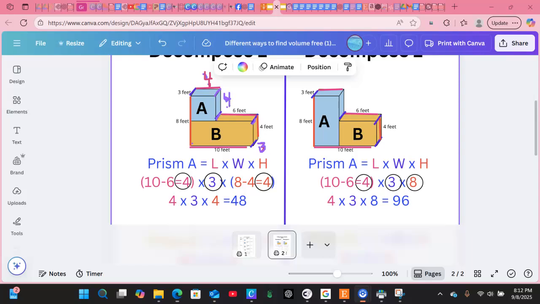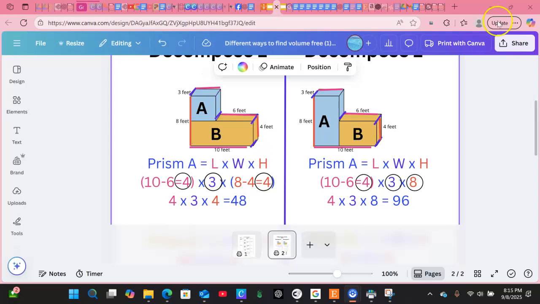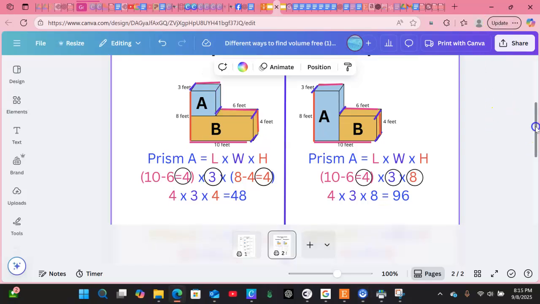So we know our sides would be 4 times 3 times 4. And when we multiply all of those numbers together, our volume for prism A is going to be 48. I'm not going to write on it because that would make it really messy, and I want to keep the visual as simple as possible for you to see it. Now let me exit my drawing so I can move down.